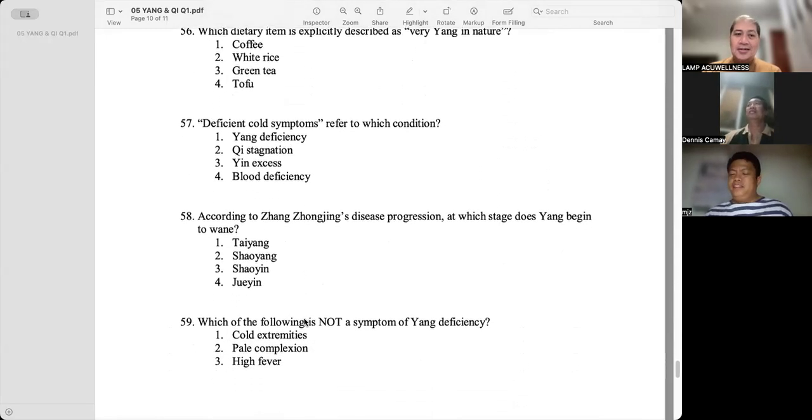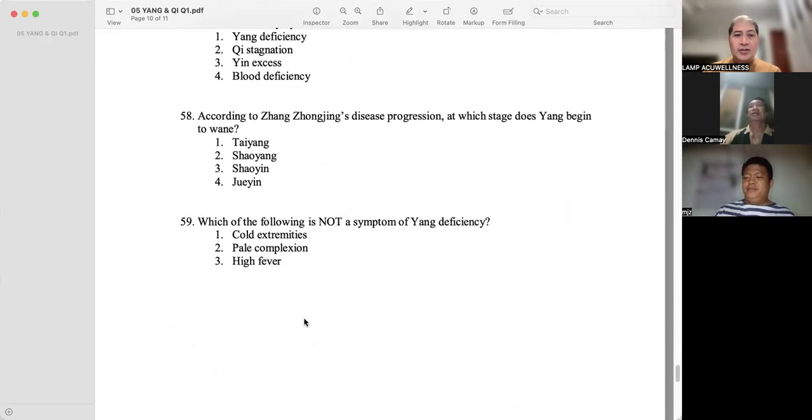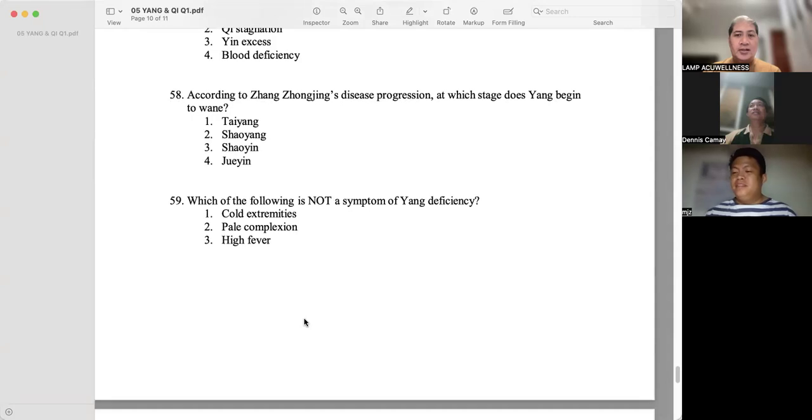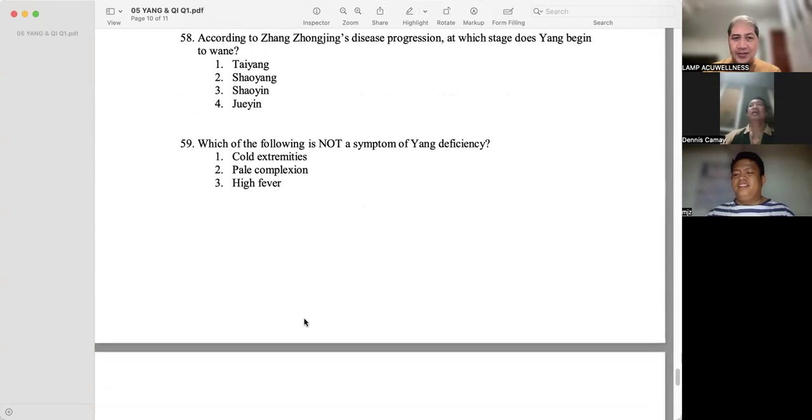Which dietary item is explicitly described as very yang in nature? Coffee. Deficient cold symptoms refer to which condition? Yang deficiency. According to Zhang Zhongjing's disease progression, at which stage does yang begin to wane? Shaoyin.